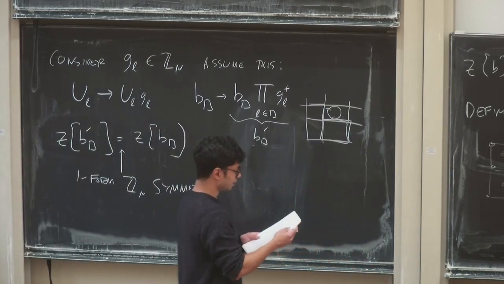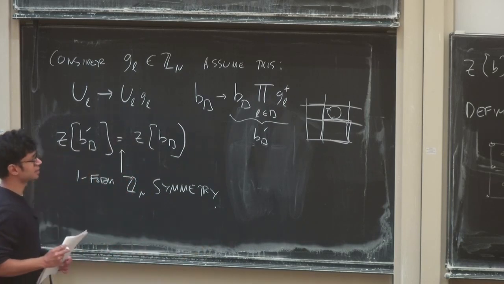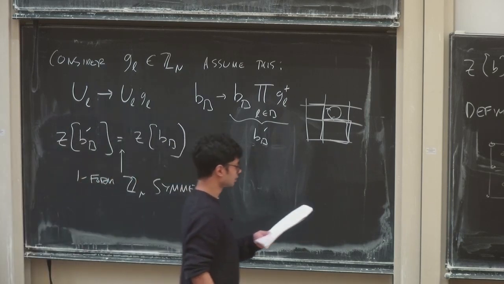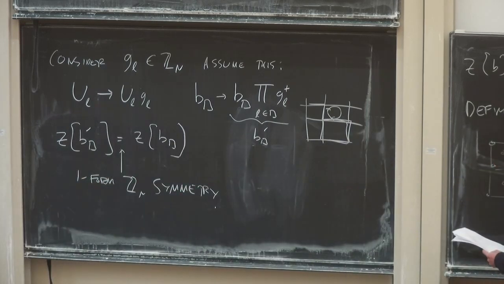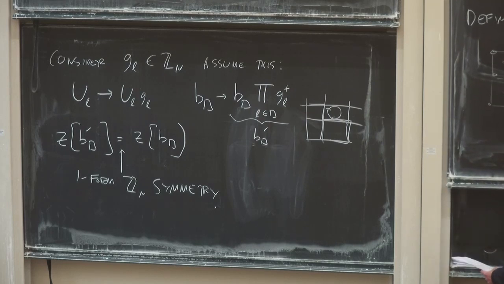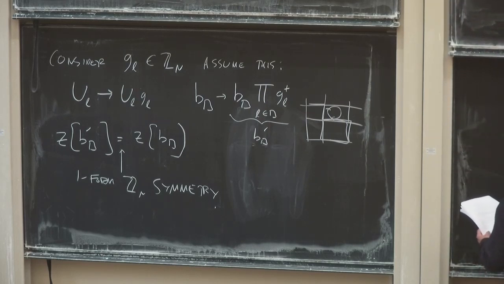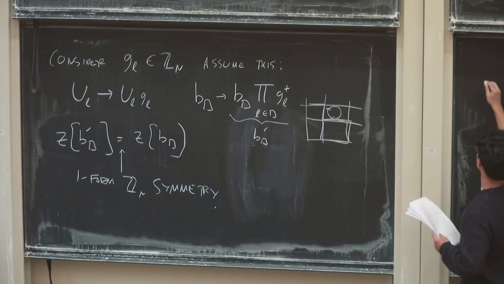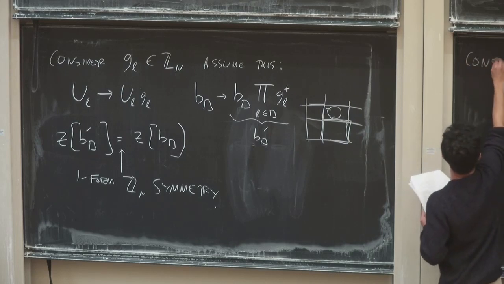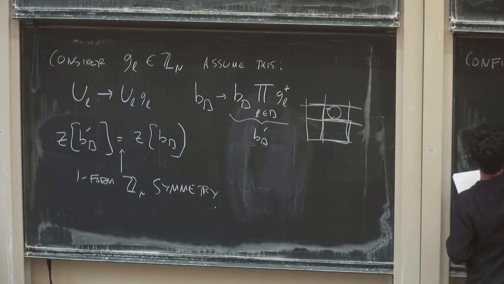All right. Good. So now that we're completely convinced that we have a one-form symmetry, it's now time to talk about what the phases are. Okay. Now let's talk about confinement and one-form symmetry.